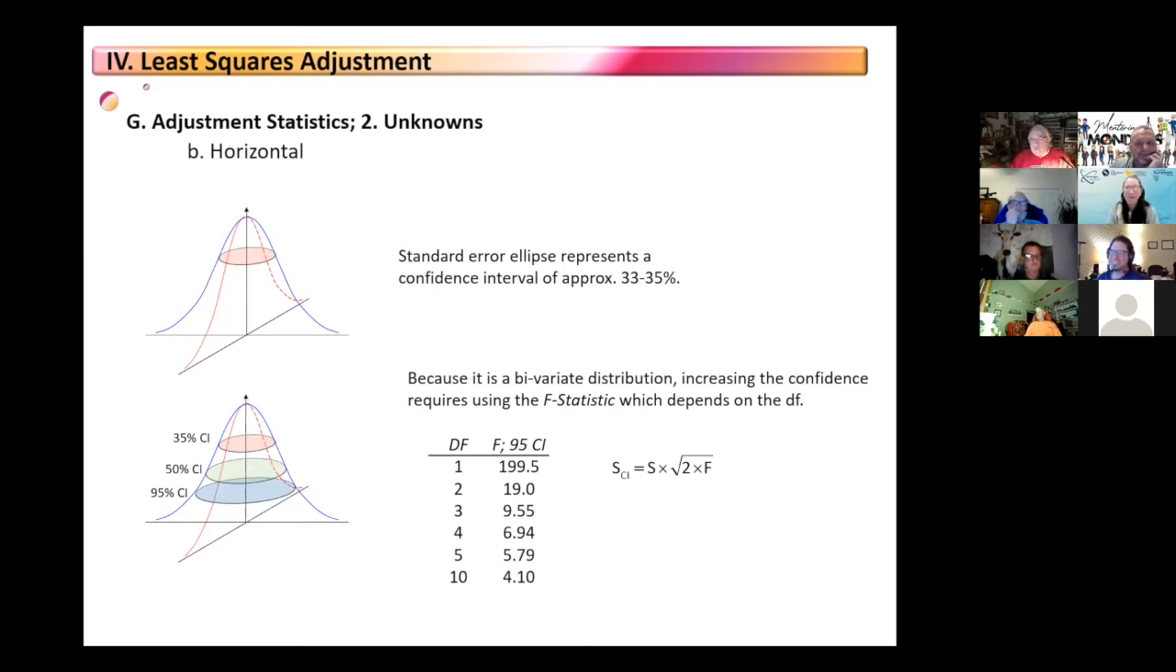If I go with 2 degrees of freedom, I decrease my confidence interval spread substantially for that 95%. So you can see that's the effect of random errors. So now, let's bring this all together.